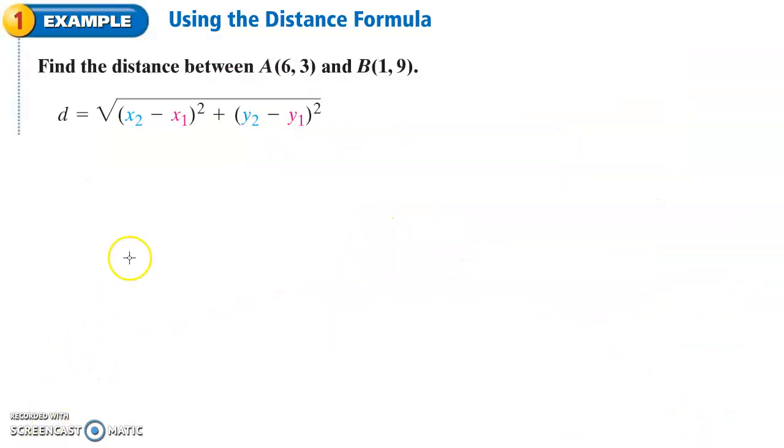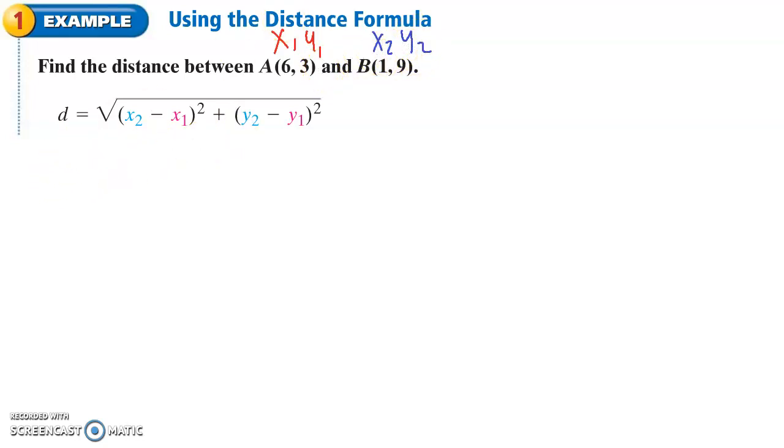Now let's look at example number 1 using the distance formula. Find the distance between these 2 points, when point A is 6, 3 and point B is 1, 9. We're just going to use this equation. First, we have to figure out which one is x1, y1 and which is x2, y2. I'll say this is x1, y1, and let's make this one x2, y2. It doesn't matter which order, but I like to keep things in order: the first point I see is x1, y1, the second point is x2, y2.